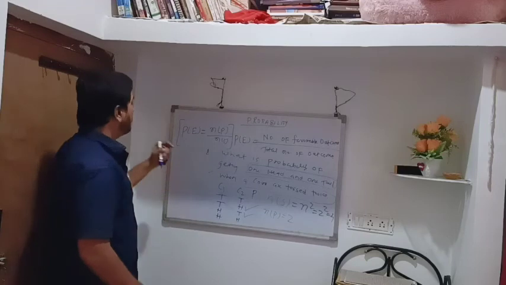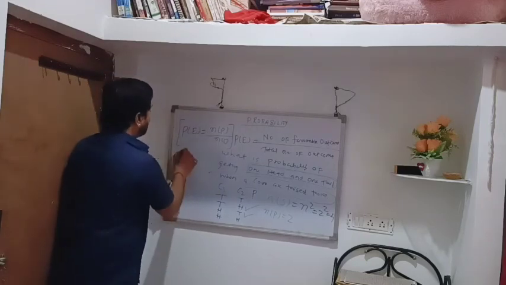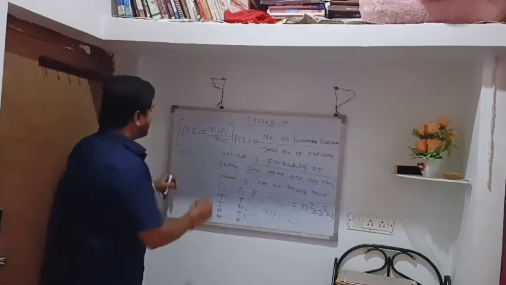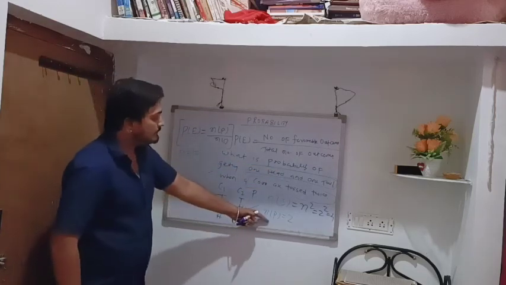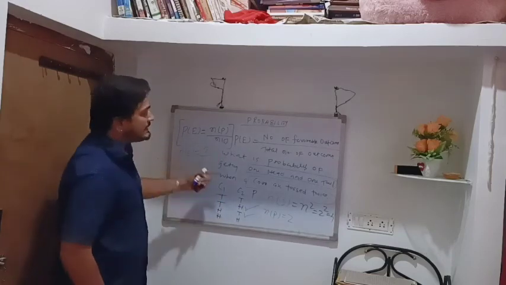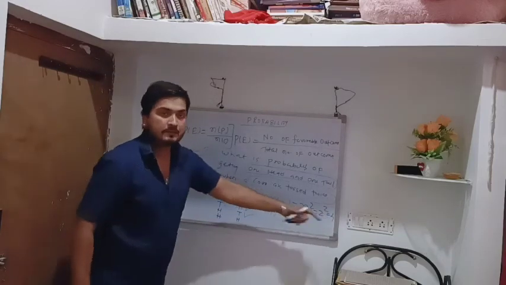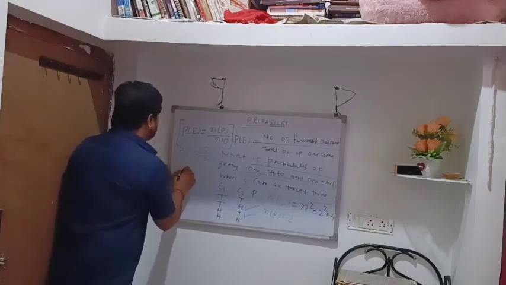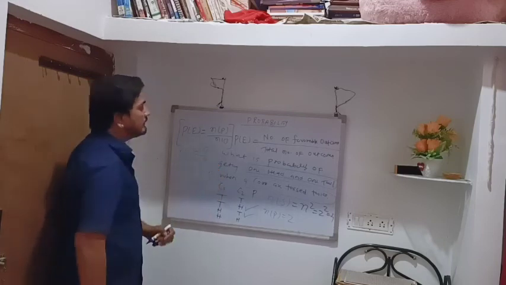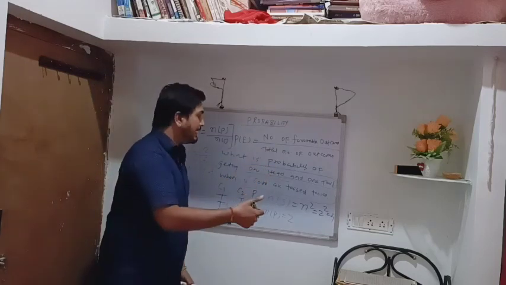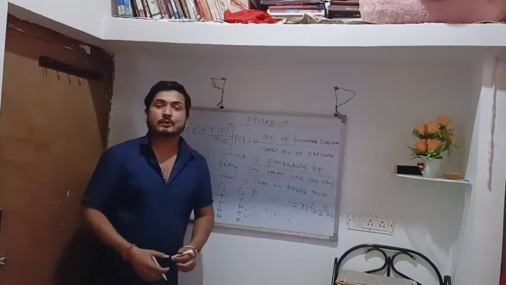Now putting the values in the probability formula, the probability of getting one head and one tail: the value of NP is 2 and the value of NS is 4. Calculating it, we get 1 by 2. This is the required solution of the question: the probability of getting one head and one tail when a coin is tossed twice.